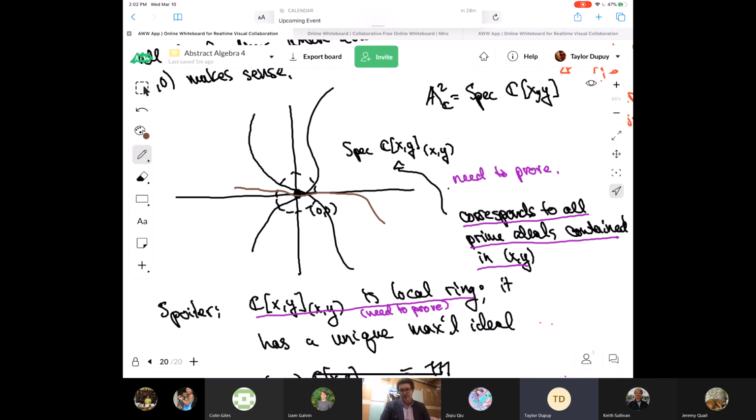The more conditions that you have to impose. The fewer conditions, if you're just cut out by one thing, then you're going to have more stuff involved. And that's where you get these slices.